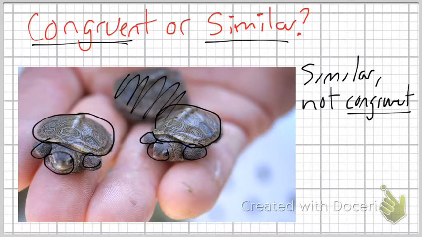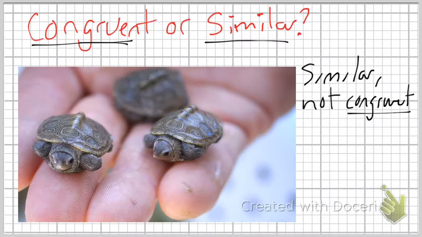Very, very similar, but not congruent. Now, if I were to take one of the two, say I were to take this guy here, and clone him, and I had an exact copy, then it would be congruent. But he's not. He's not an exact copy, right? He's his own. So these guys are similar, but not congruent. But they are also adorable.